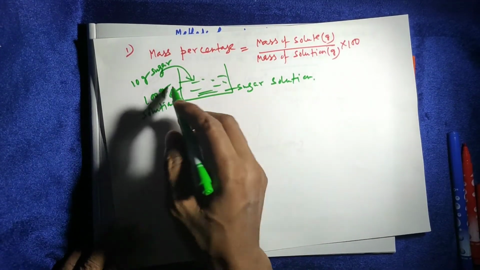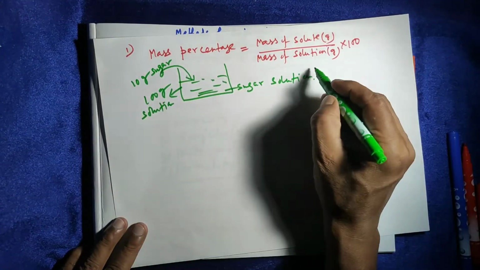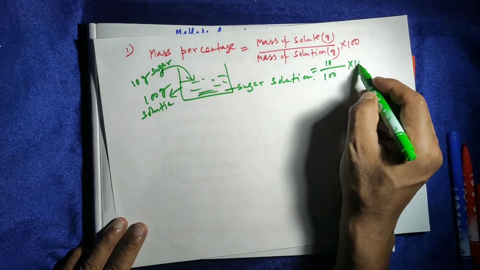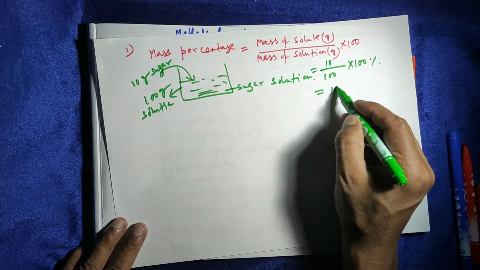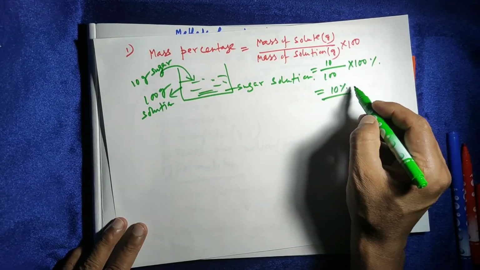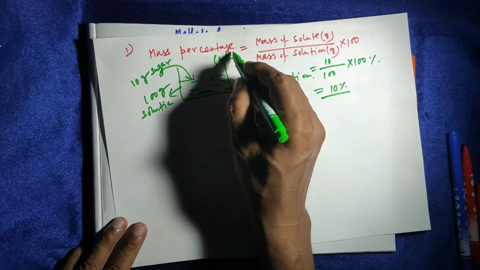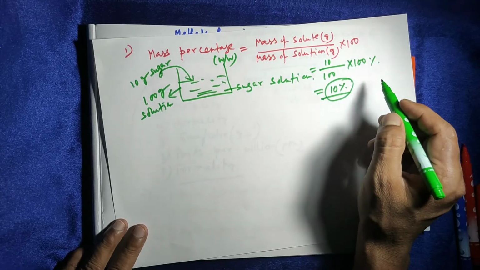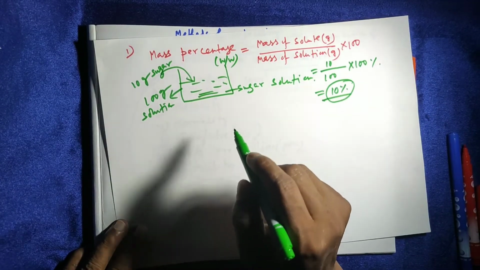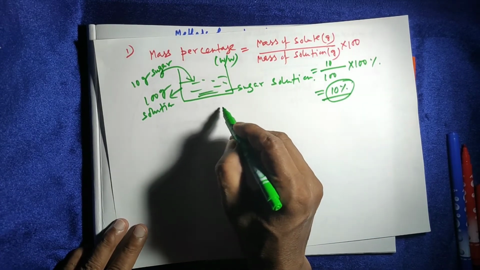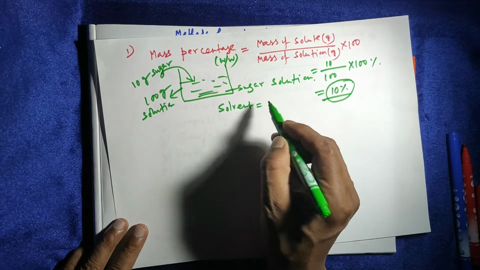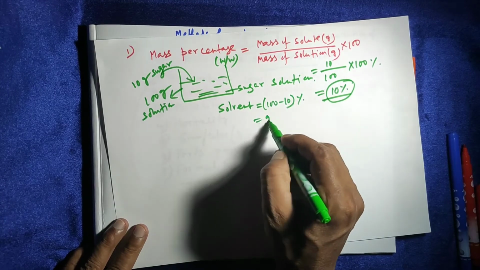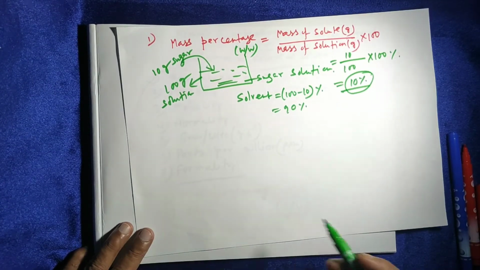So you can calculate the mass percentage. Just put the value here: 10 gram sugar, 10 by 100 into 100. So it will be 10%. This is W per W. Previously I have discussed it. So this is 10% sugar in this solution, and the amount of solvent in this solution will be 100 minus 10%, which is 90%.